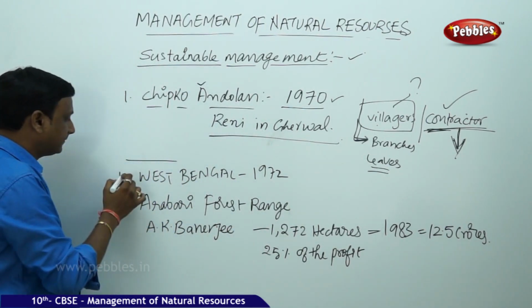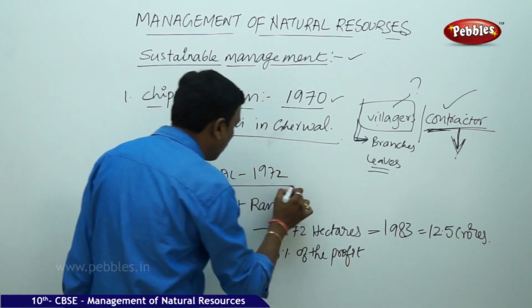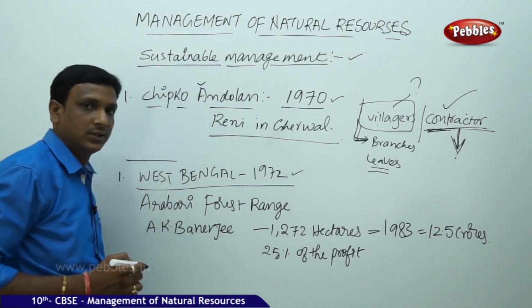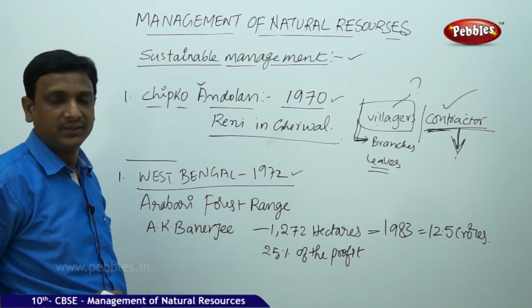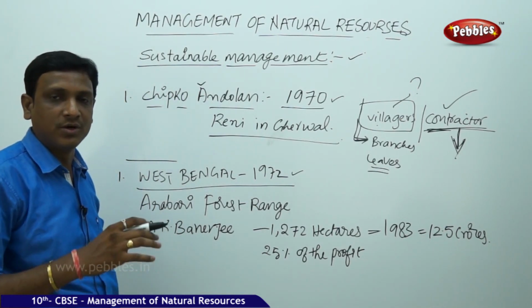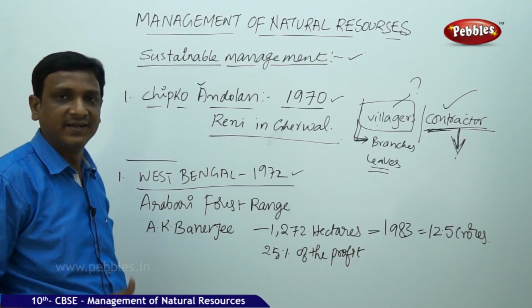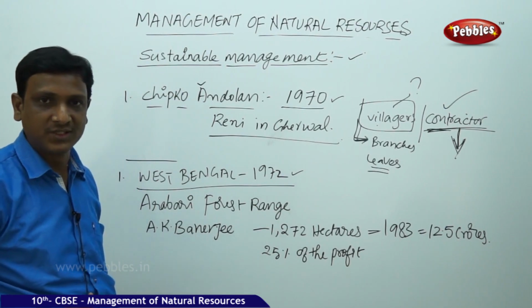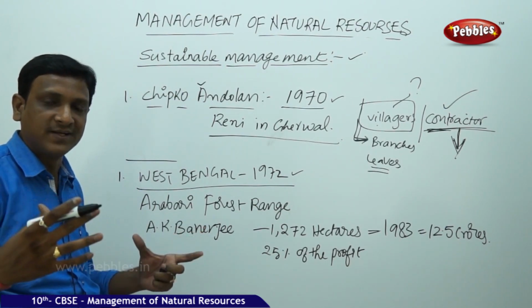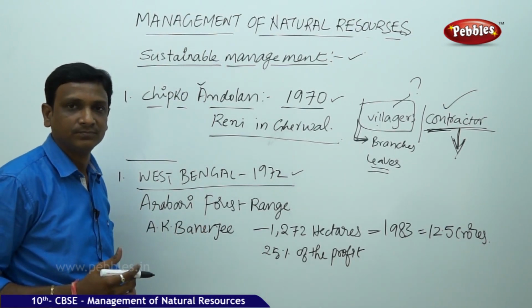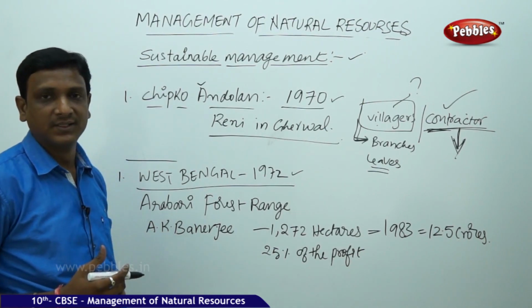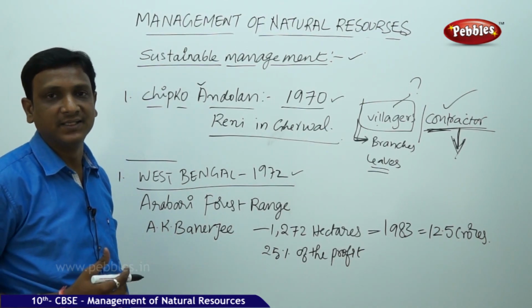We take one more incident, in West Bengal in 1972. So what happened here? The salt forest had degraded a lot. Because of the government rules, the people were kept away from the forest. So there was a clash between the government officials and the villagers. It led to Naxalism. Naxalites developed in that area.